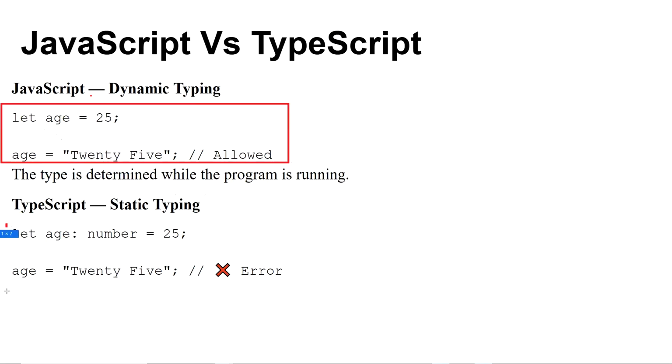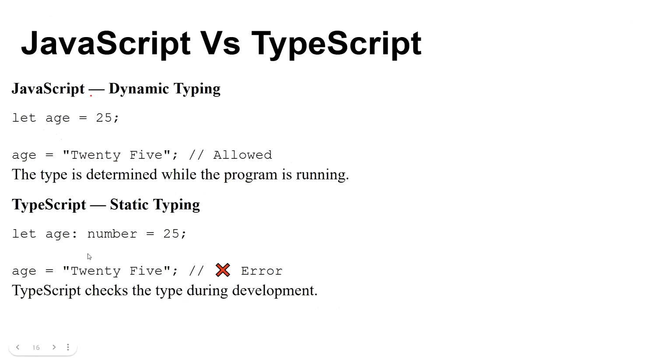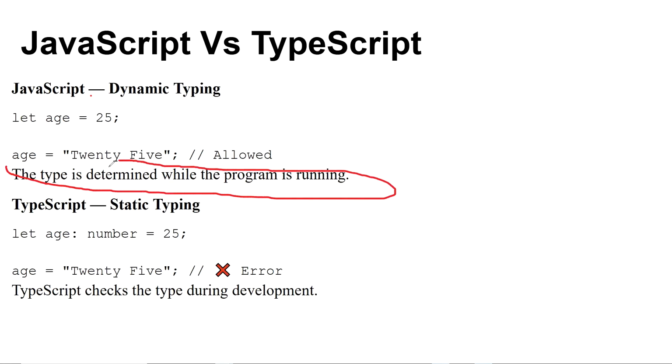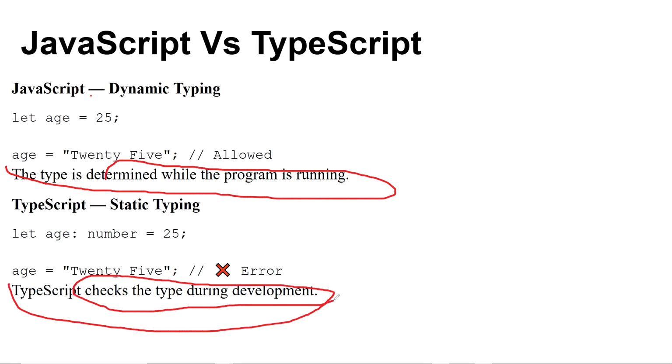Carefully observe JavaScript and TypeScript. TypeScript checks the type during development. So in JavaScript, the type is determined during running, whereas in TypeScript, it checks the type during development.